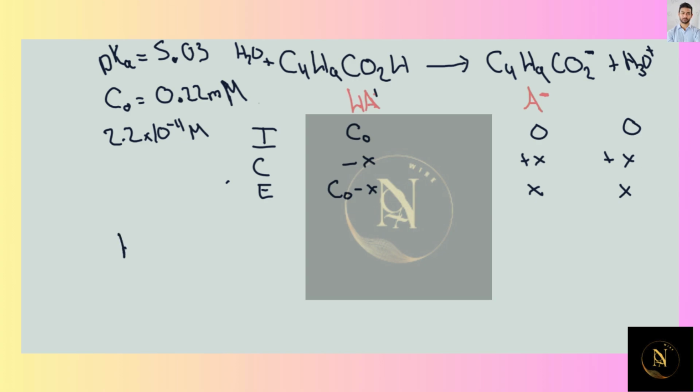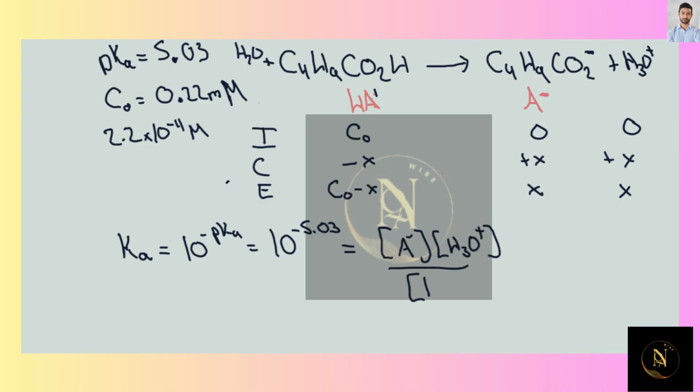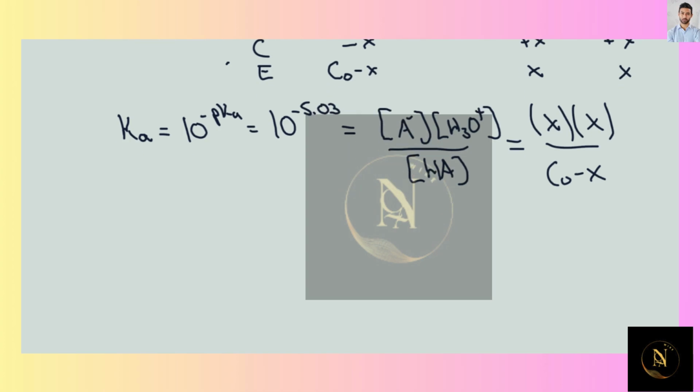So our value for Ka, which is equal to 10 to the minus pKa, which is 10 to the minus 5.03, would be equal to the concentration of A minus, concentration of H3O plus, divided by concentration of HA. This becomes, from replacing our equilibrium concentrations, x times x divided by C0 minus x. Now, notice that the value for the concentration is times 10 to the minus 4. So it may be possible that applying the small x approximation is not a good approach.